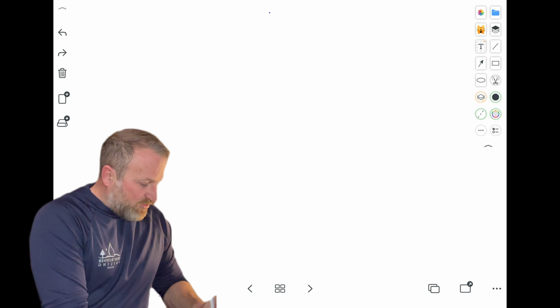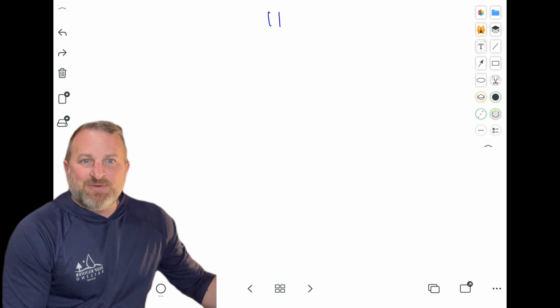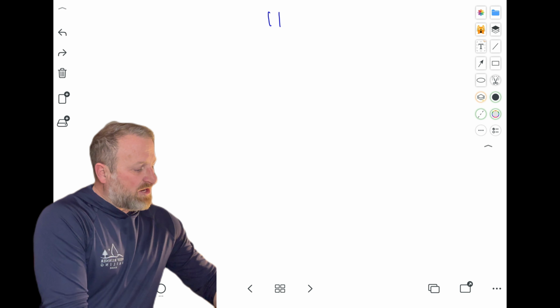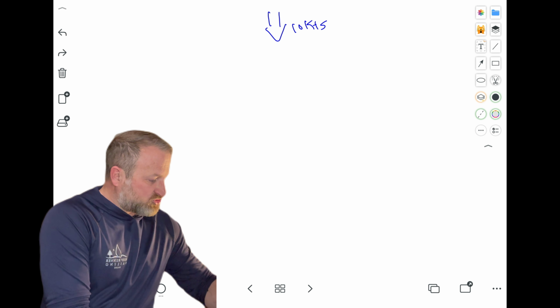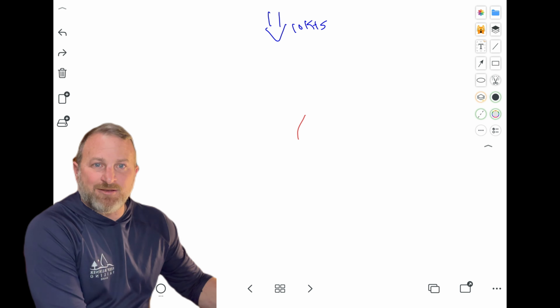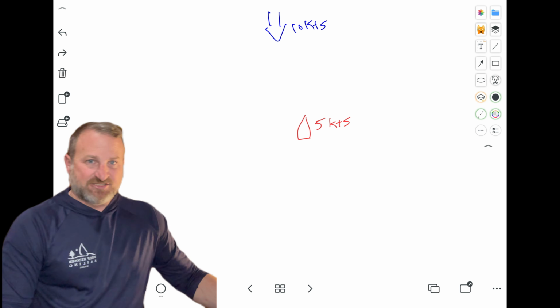So I'm going to start with, boom, putting our wind right here at the top of the page. Our true wind speed, I just checked on Windy, is blowing at 10 knots. Our boat is traveling directly into the wind, and we're just going to give ourselves a modest 5 knots of boat speed.